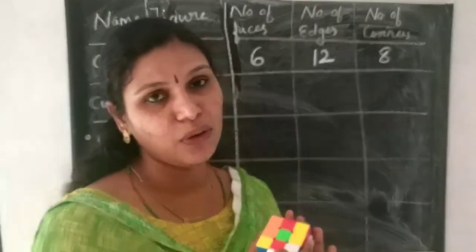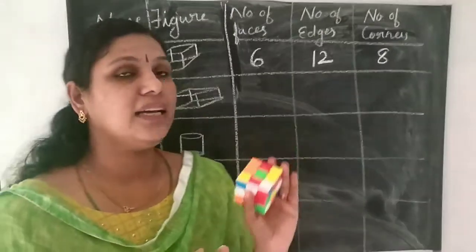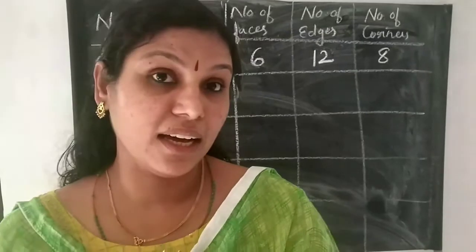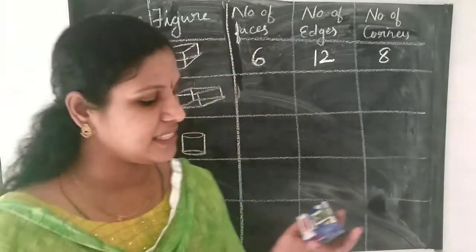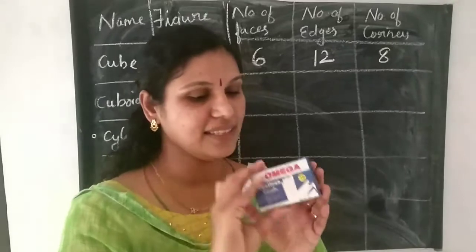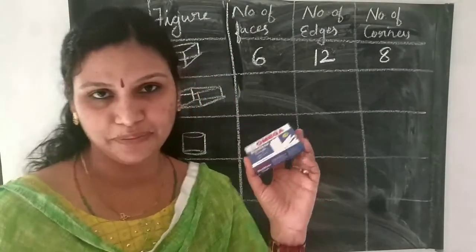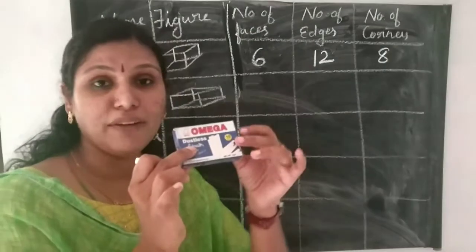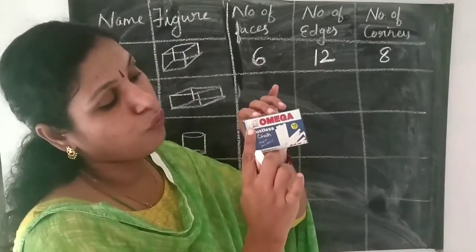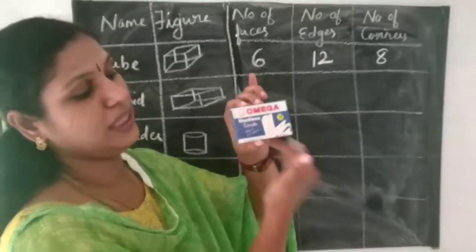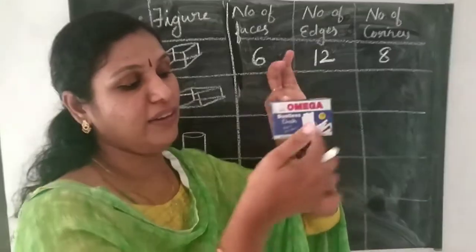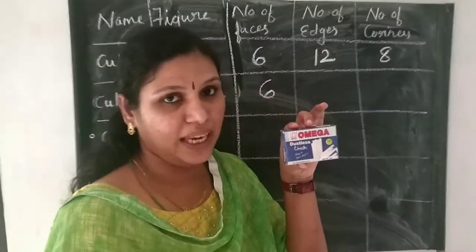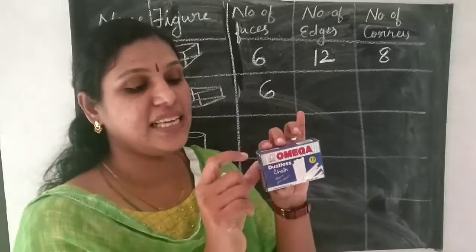Cuboid also looks like a cube, and in a cuboid, some of its faces are rectangle shaped. See, this is a cuboid. Okay, this shape is cuboid. Here, how many faces? Can you see this? 1, 2, 3, 4, 5, 6. 6 faces. Okay. Then how many edges?